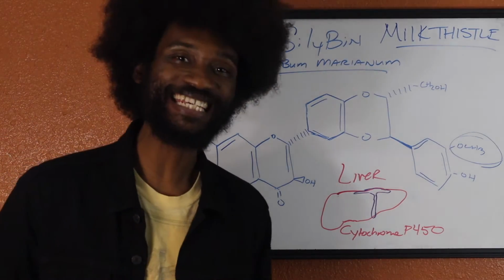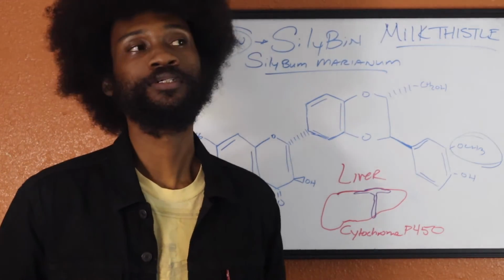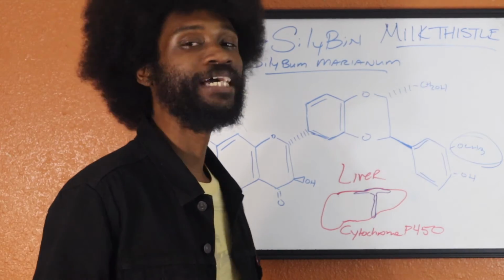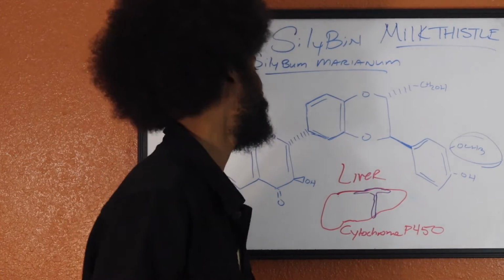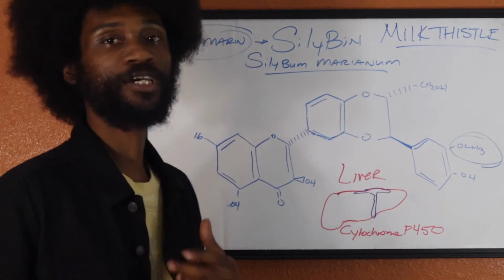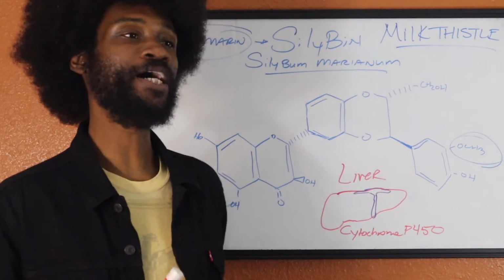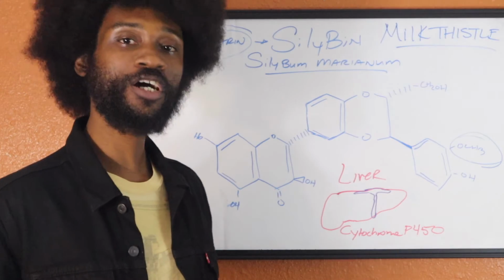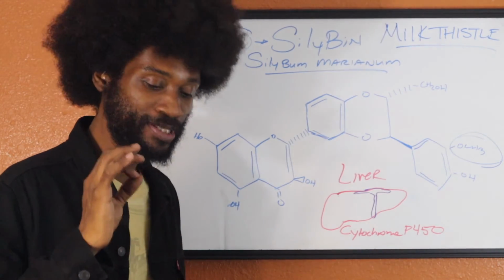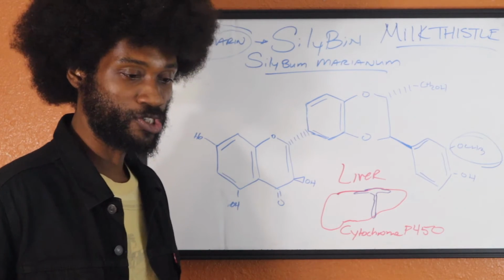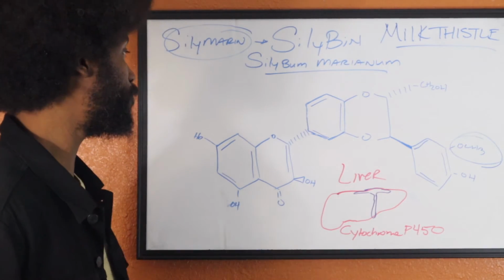All right, cirrhosis, hepatitis, fatty liver, bile disorders, all of these things that could take the liver out the game. This is when silibin comes in full effect because it directly deals with the Kupffer cells. These Kupffer cells are particular immune cells that exist inside the liver specifically.